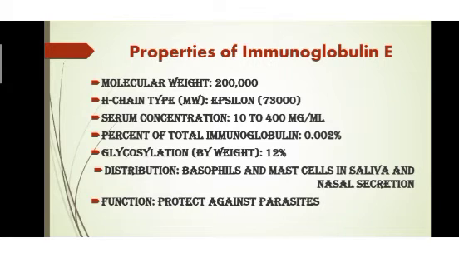And there are some properties of immunoglobulin E. The molecular weight of immunoglobulin E is 200 kilodalton, the heavy chain type is epsilon, and its molecular weight is about 73 kilodalton. Serum concentration is about 10 to 400 mg per ml. Percentage of total immunoglobulin is approximately 0.002%. Glycosylation by weight is about 12%. The distribution in our body is basophils and mast cells, in saliva and nasal secretions, and the function is protection against parasites.